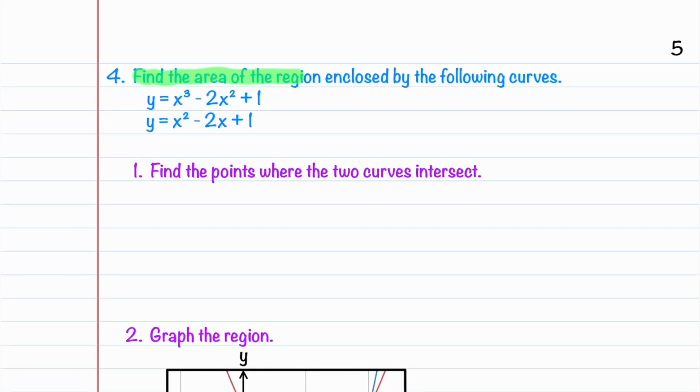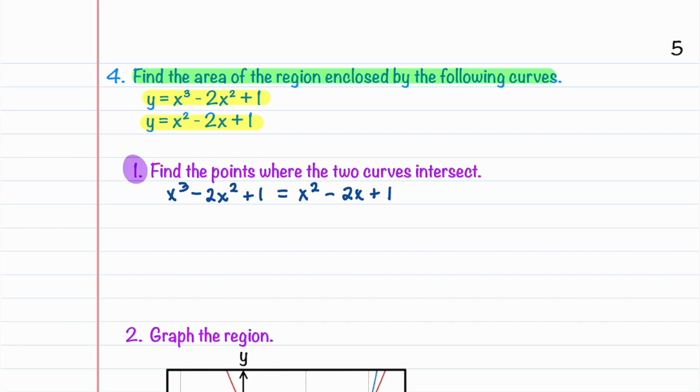In this example, we are going to find the area of the region enclosed by the curves y is equal to x cubed minus 2x squared plus 1, and y is equal to x squared minus 2x plus 1. So we have a cubic function and a quadratic function. The first thing that we're going to do is find the points where these two curves intersect. To do that, we are going to have to set the two curves equal to each other. This gives us x cubed minus 2x squared plus 1 is equal to x squared minus 2x plus 1.